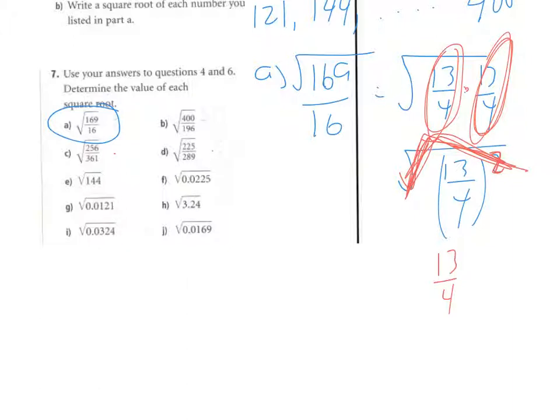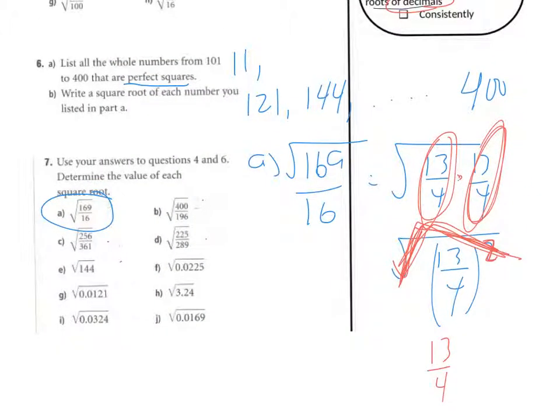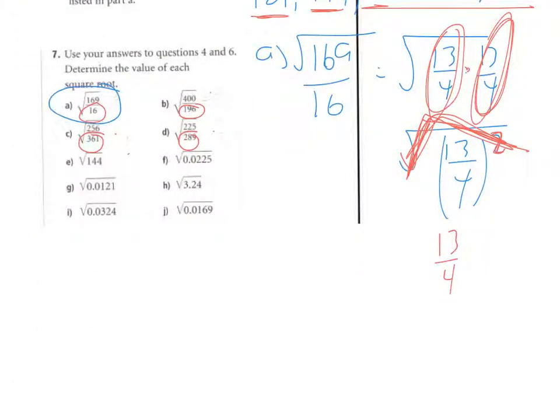And for the rest, you're going to look for perfect squares. Again, we did number 6, because all of these numbers here seem to be all of these numbers here. So it makes sense that we did number 6. Now let's look at letter G, because they get a little bit more challenging when the numbers are decimals.